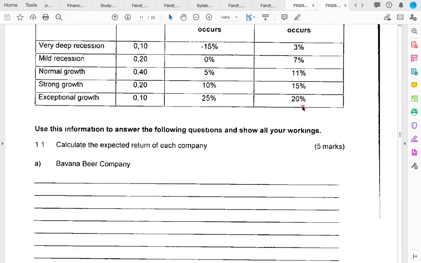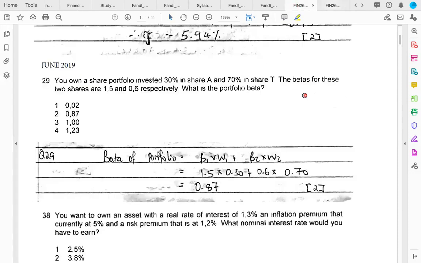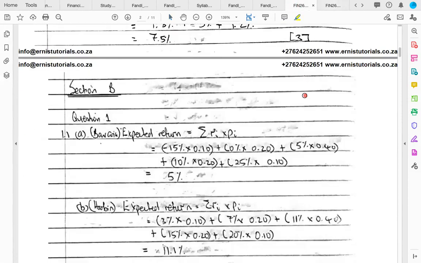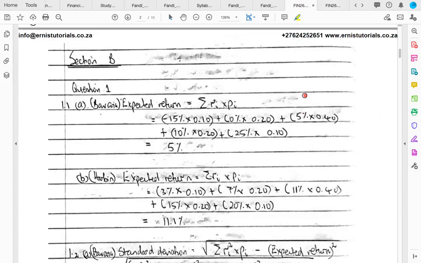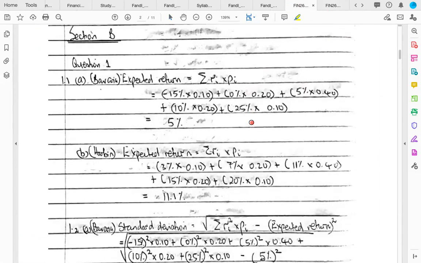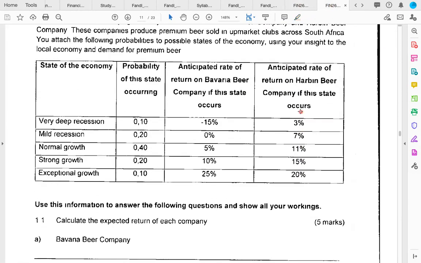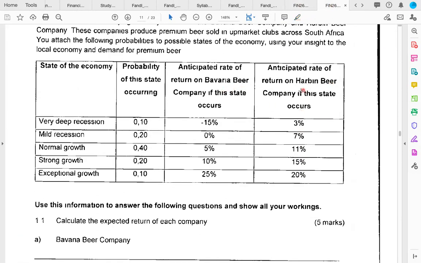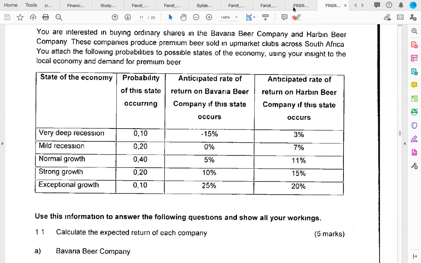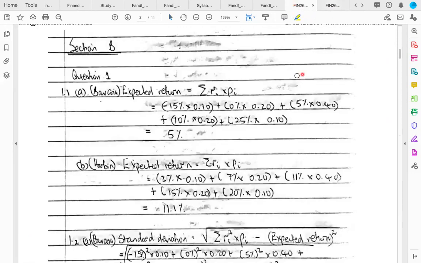Let me see, are we looking at October, November? Yeah, this is the paper with Bavaria and Harbin. Is that it? Bavaria Beer and Harbin, yes, okay. So there is the question.